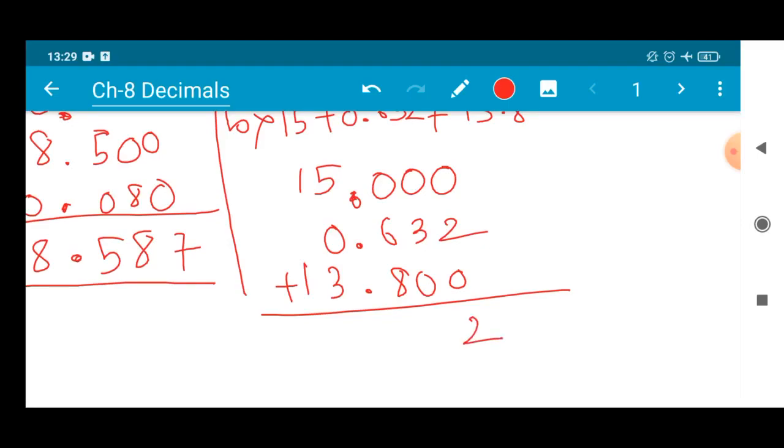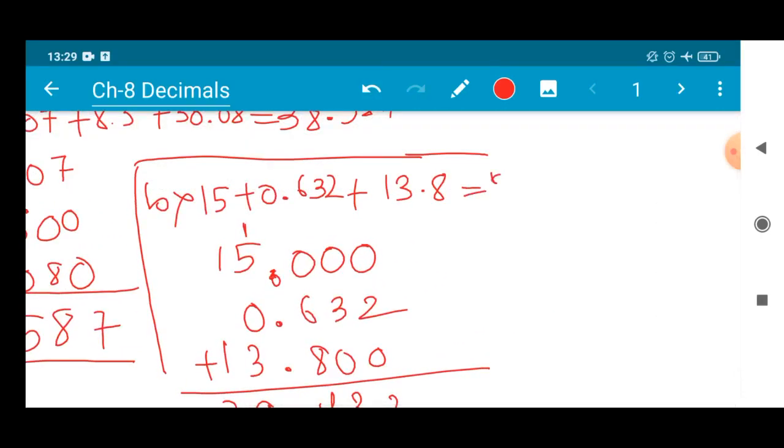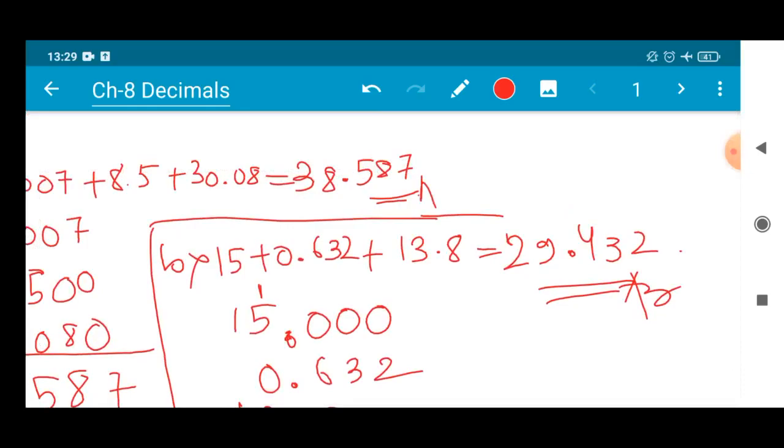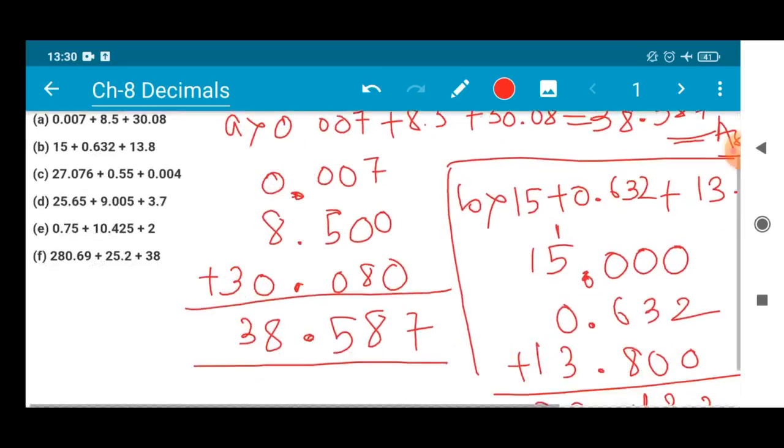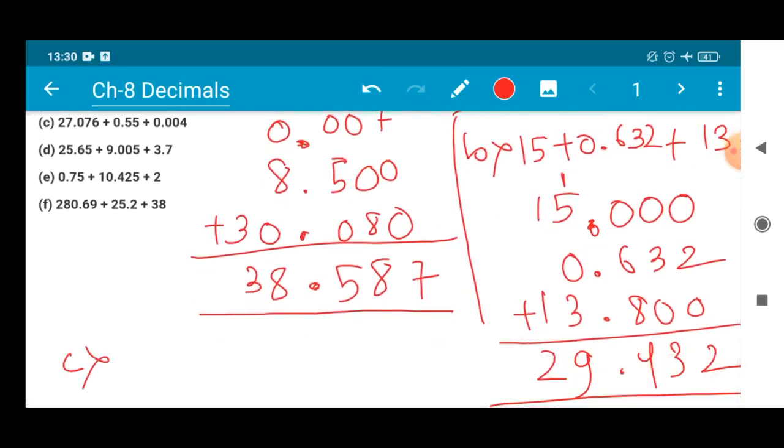So 2 here, because 0 plus 2 plus 0 is 2, and 0 plus 3 plus 0 is 3. Now 8 plus 6 is 14. 14 plus 0 is 14 only. 1 will be carried here. So 1 plus 5 is 6. 6 plus 0 is 6. 6 plus 3 is 9 here. 1 plus 1 is 2. So it is 29.632. So I'll be writing 29.632 here. Okay, so this is the answer. This is the value which we will get after adding. Okay, let us proceed to the next one, C.